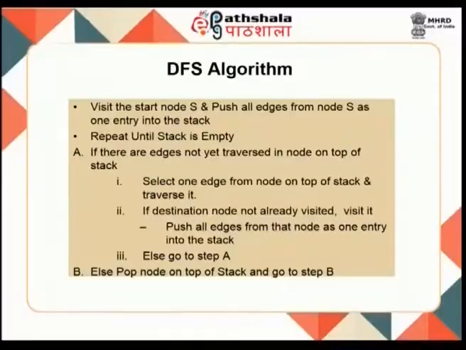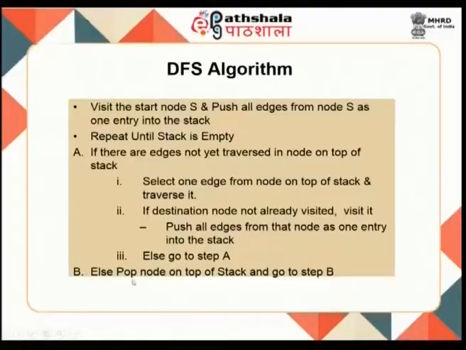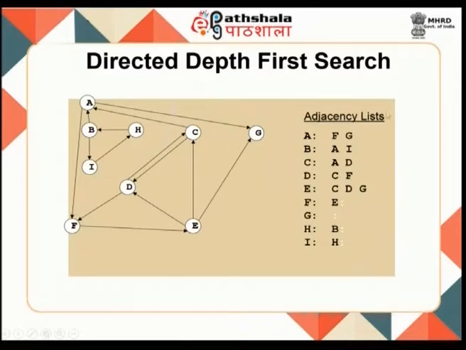So, what you do is you push all the edges and you keep on trying all the edges. Now, there are two possibilities here. If you reach an edge that you have already visited, then you do not have to expand it and put it onto the stack. If it is something that you have not visited, then you have to process it again. Else, if there are no edges, then you pop the node on top of the stack and go to step B. Step B is this.